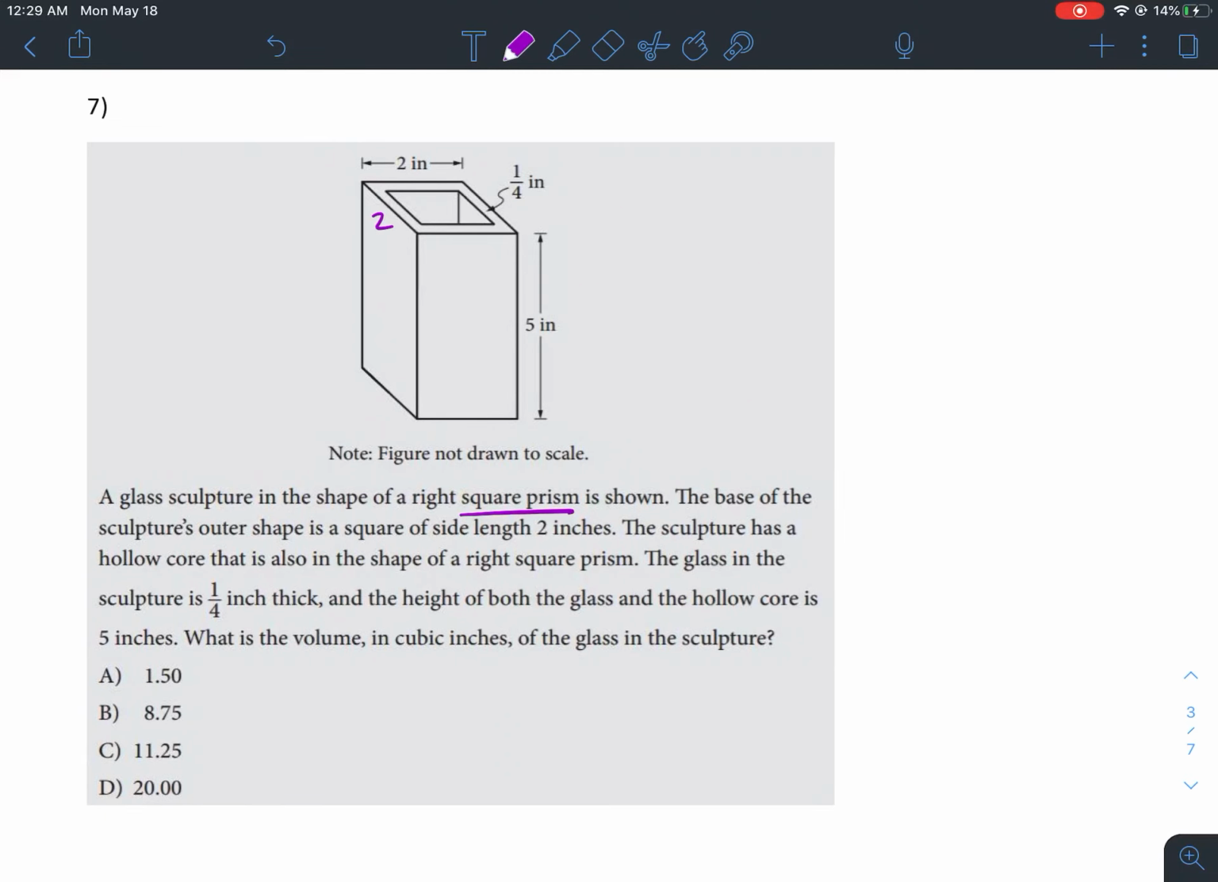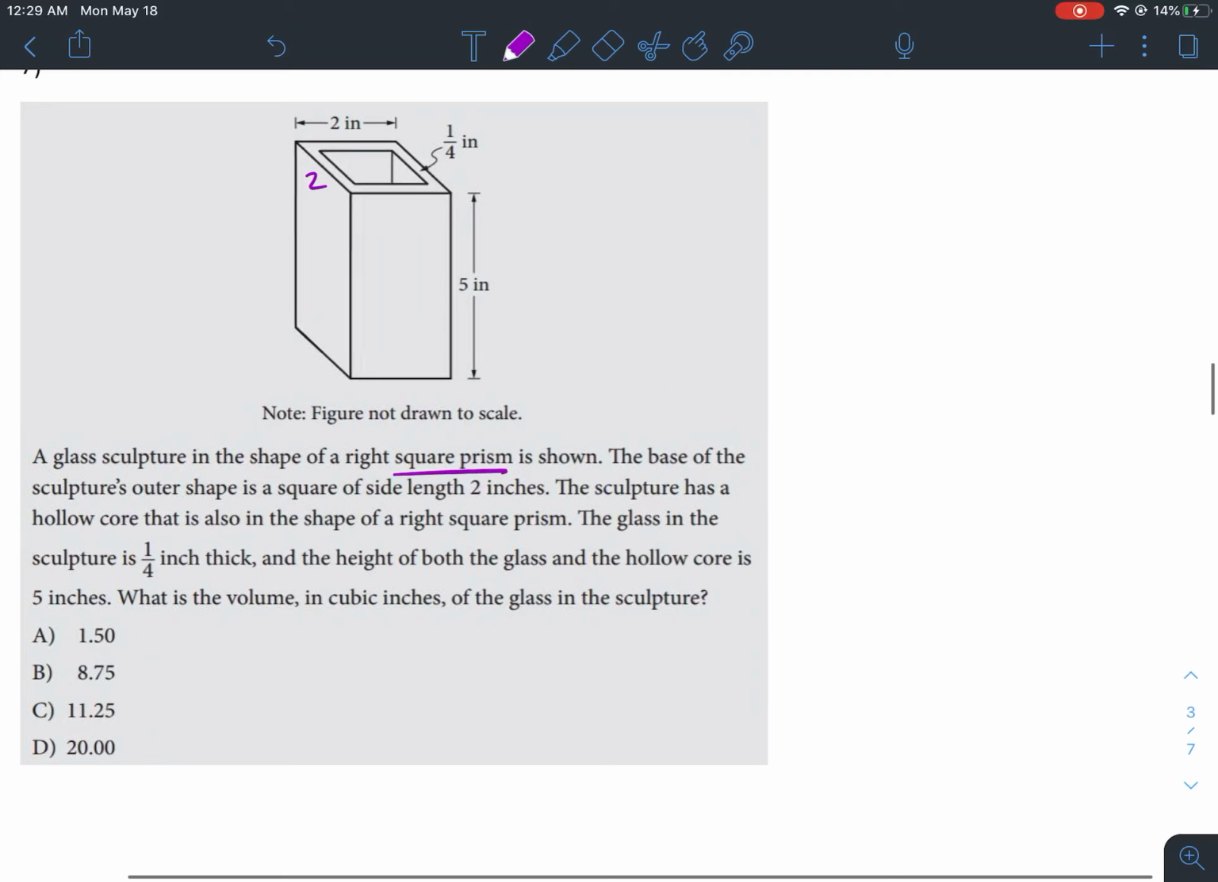So what I would do here is I would find the volume of this entire square prism, right? We have the dimensions for the entire thing. And then what we can do is subtract out that hollow center. And that would give us how much glass is actually used. So I want you to imagine that, right? If we find the volume of the entire thing with the center filled in, then we subtract out the center, we're going to be left with the glass.